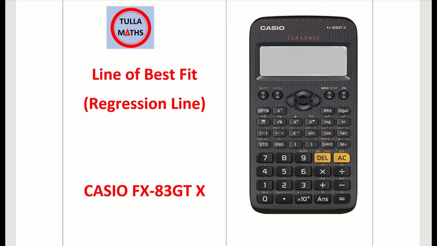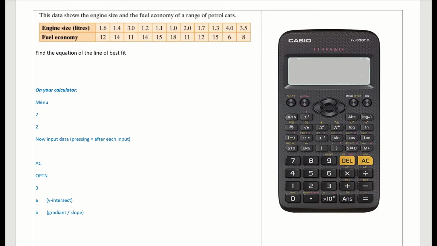In this video, we're looking at how to find the line of best fit, also known as regression line, on the new Casio calculator. So let's have a look at an example. Just make sure to reset your calculator first of all. Check out our other video if you need help on that part.